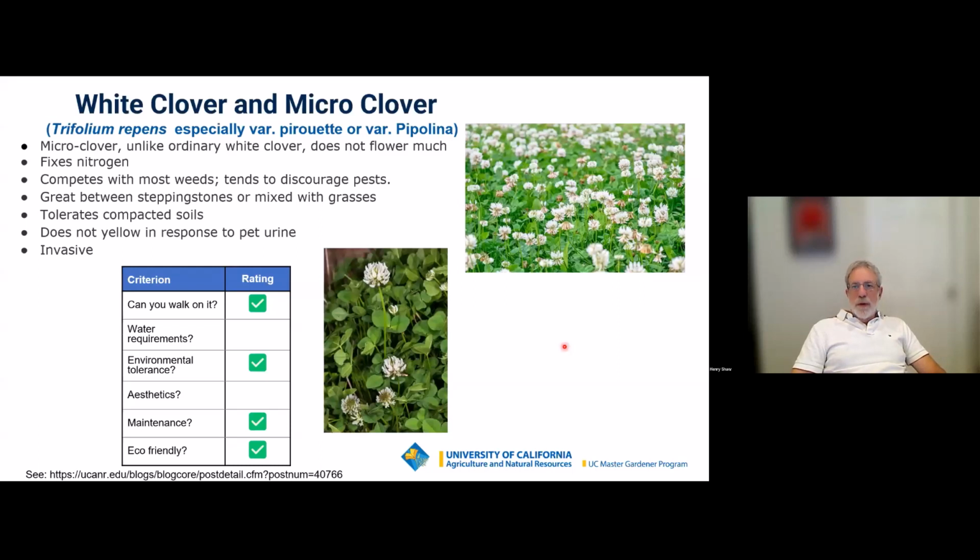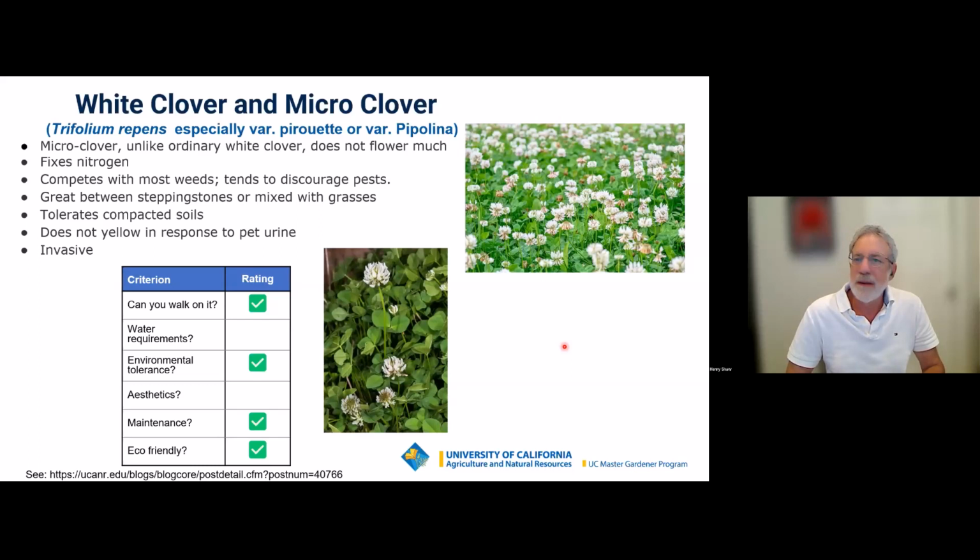Another alternative is white clover, specifically microclover. Microclover, unlike ordinary white clover, which will get about 8 inches high, grows much lower, and it doesn't flower as much, so therefore it doesn't attract as many bees. A great aspect of clover is that it fixes nitrogen. Nitrogen is one of the essential plant nutrients that we typically have to add to our lawns in the form of fertilizer. It produces its own bioavailable nitrate by using bacteria on its roots. It competes with most weeds, and it tends to discourage other pest plants.